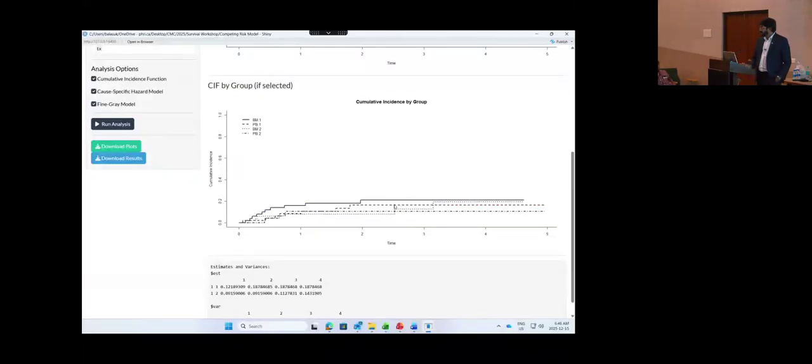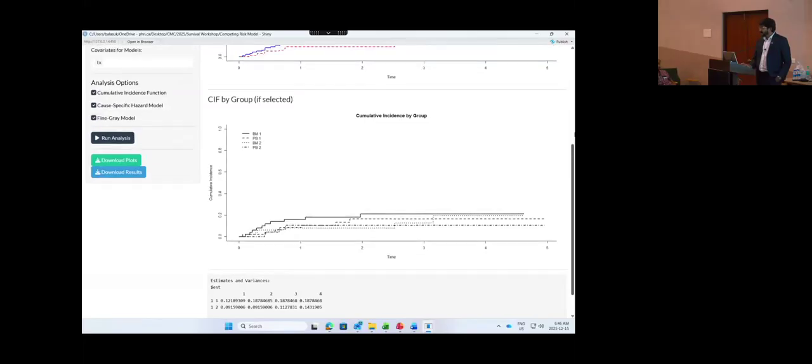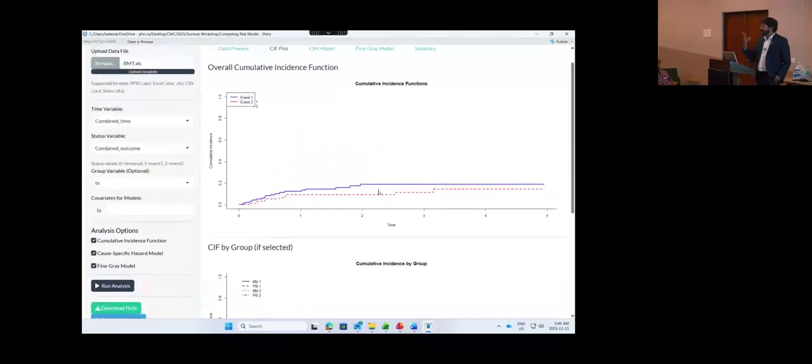It's subdivided, the top graph subdivided into two. Yes, correct, the top graph is subdivided into two. But the coloring and the labeling is pretty confusing.